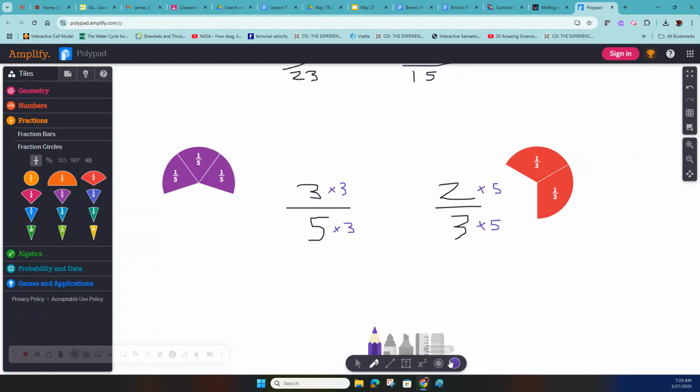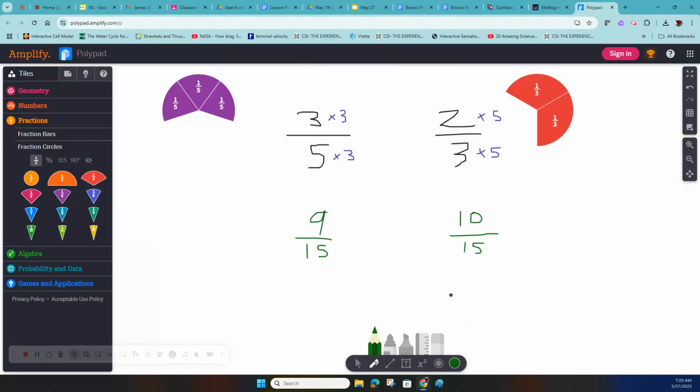All right. Change my color again. All right. So 3/5. Well, 3 times 3 is 9. 5 times 3 is 15. All right. Cool. And keep in mind, 3/5 is equivalent with 9/15. We know this because whenever you times a fraction, both the numerator and denominator by the same thing, it has to be an equivalent fraction. It's the same value. Okay. 2 times 5 is 10. And 3 times 5 is 15.